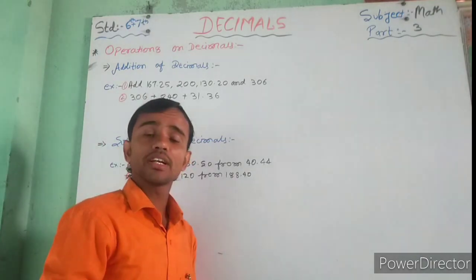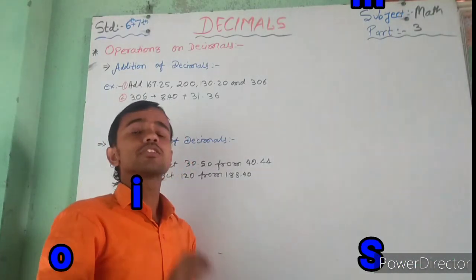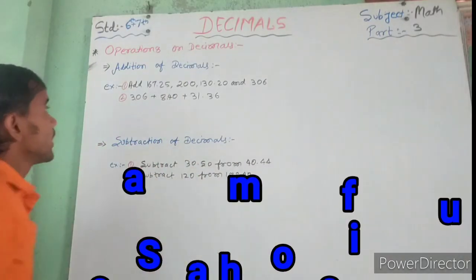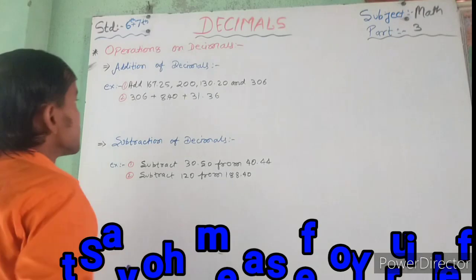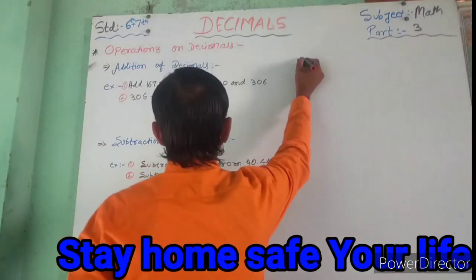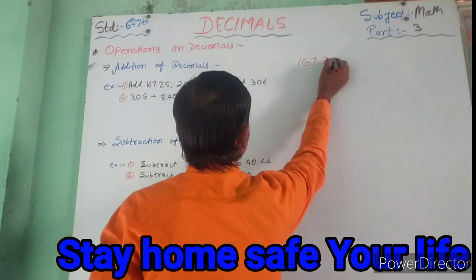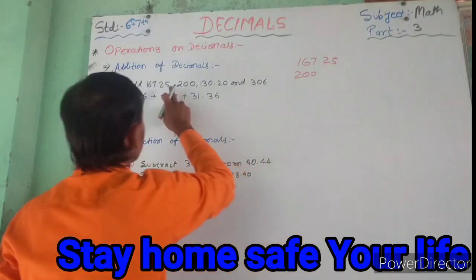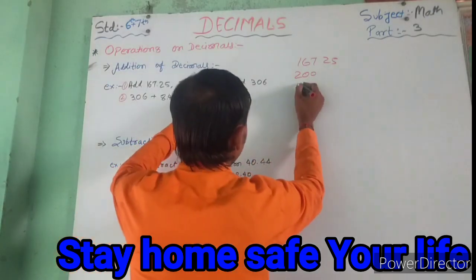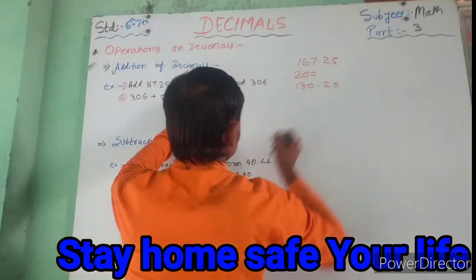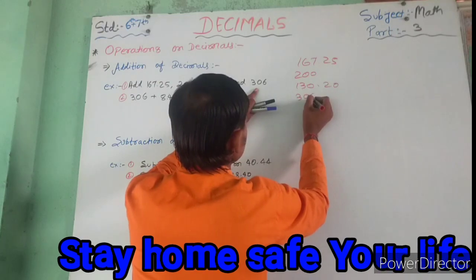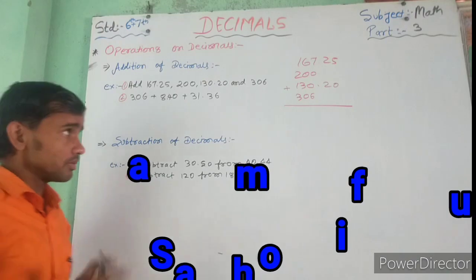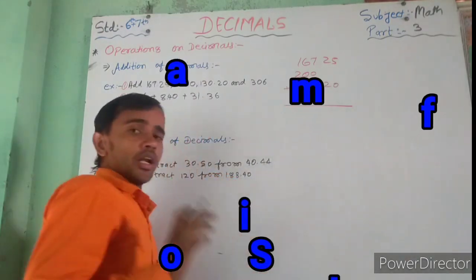What I said before starting the class: the first step is to convert to like fractions. So firstly you write down the question: 167.25. Okay, next 200. Next 130.20. Next 306. So firstly you convert the decimals to like fractions.